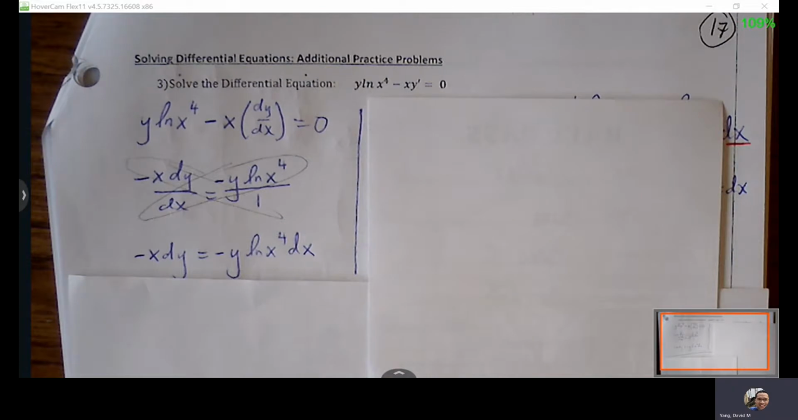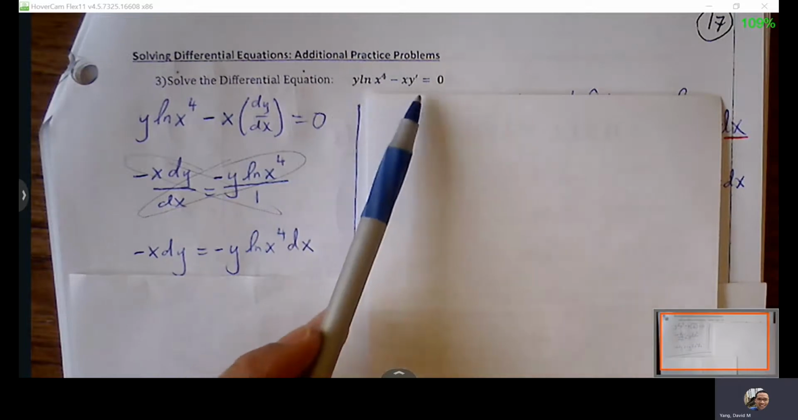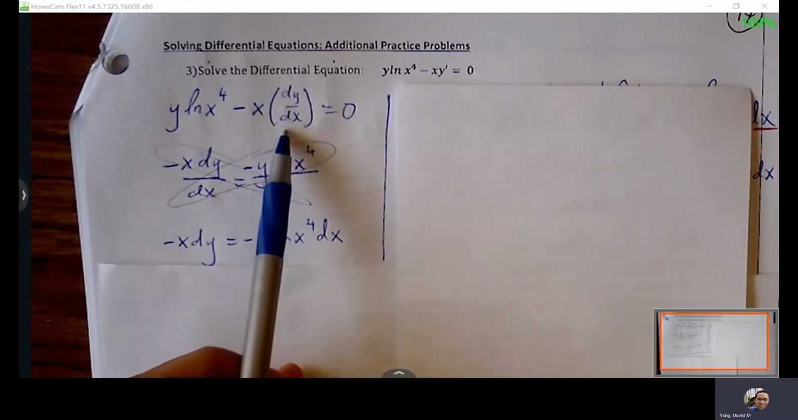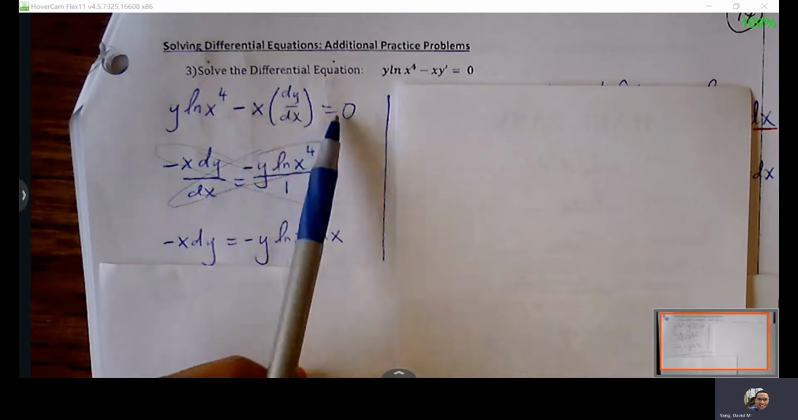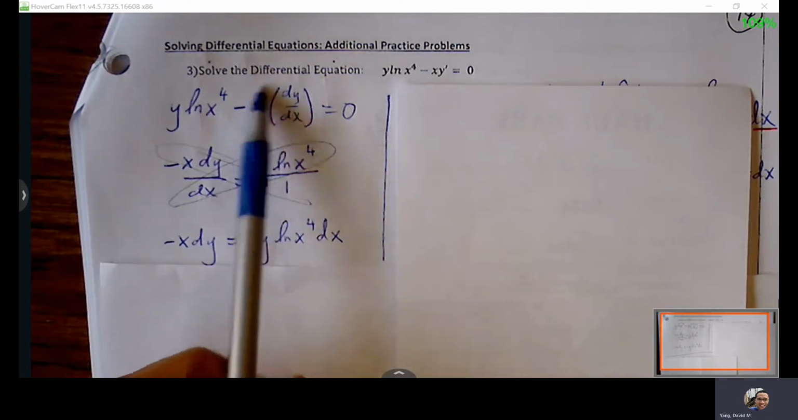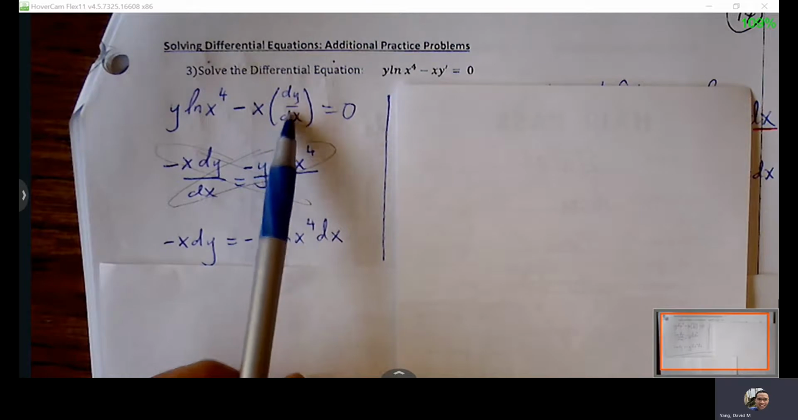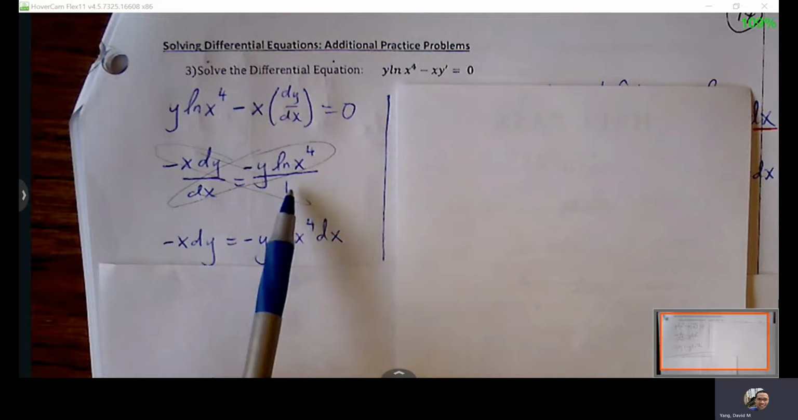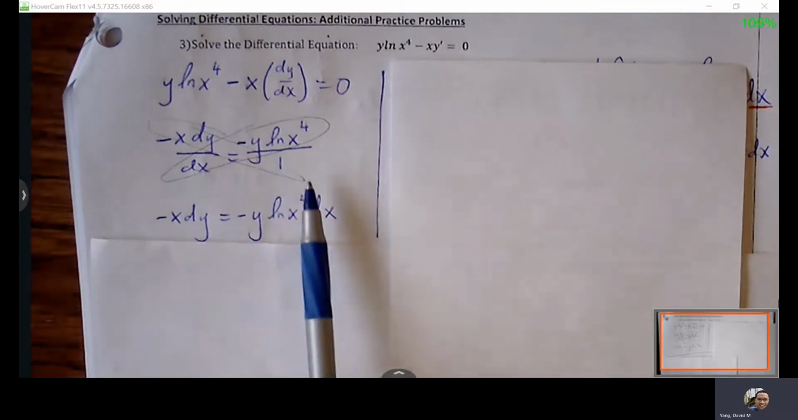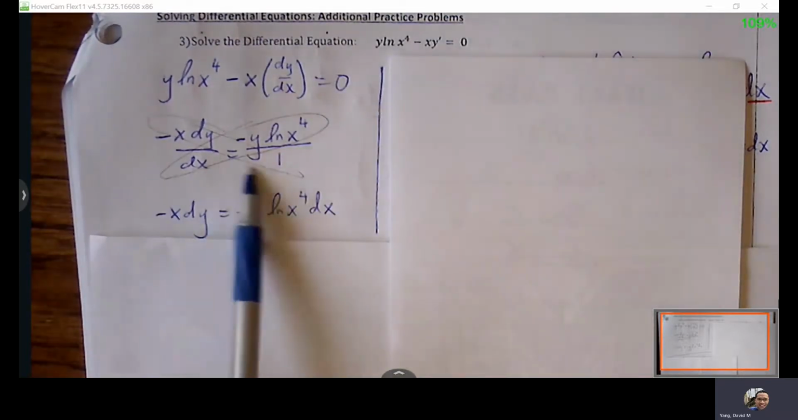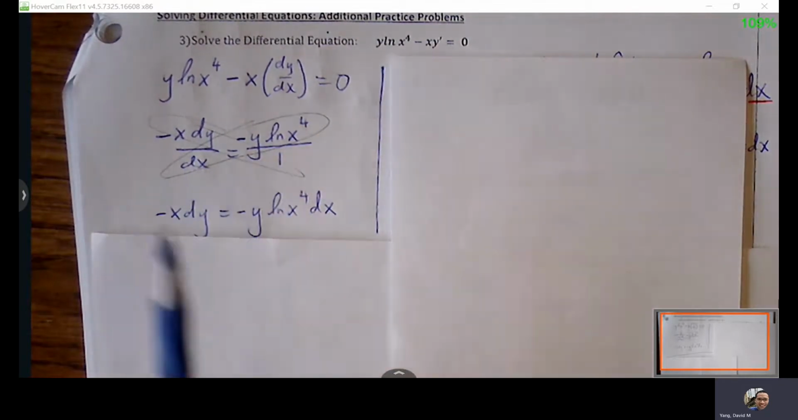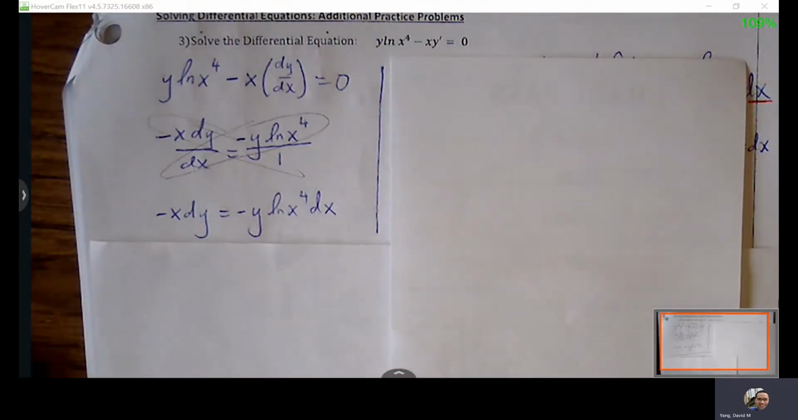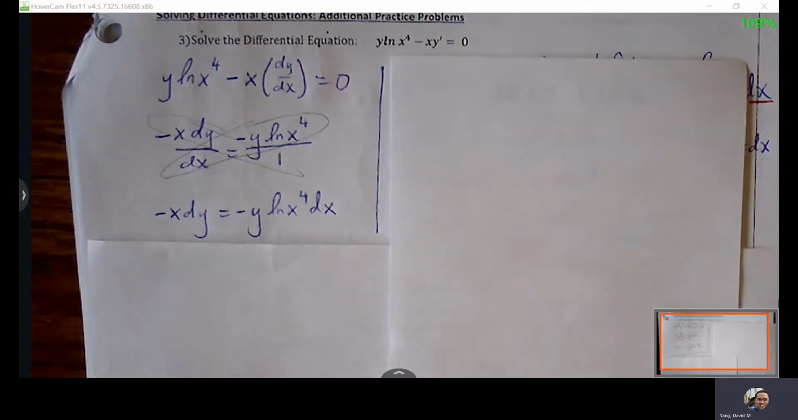Okay, let me share my starting steps here. Okay, replace the y prime with dy dx. And then I just move things around here. I just try to get this down to one fraction. So I made this negative x dy over dx equals negative y natural log of x to the fourth. I forced a 1 in the denominator so I can see how I can pair the diagonals. As I pair the diagonals, I want eventually my dy to be sitting on the left, and I want the dx to be sitting on the right.